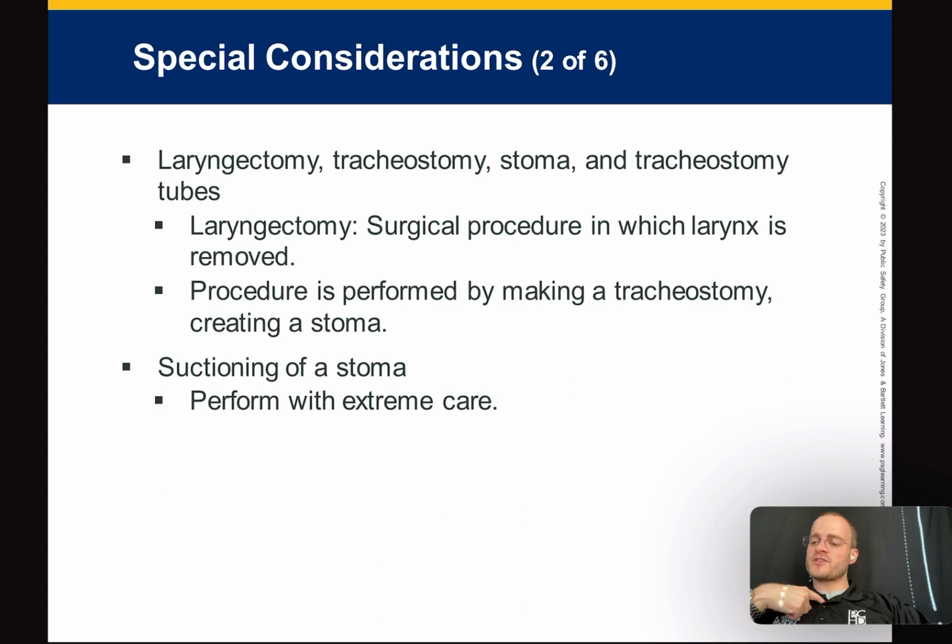A stoma is further down, it's like down here. A stoma is just an opening, a hole, and the tracheostomy tube is the tube that can go into a tracheostomy. Confusing. They're not going to ask you the specifics of the differences of those. Just know stoma, tracheostomy, pretty much the same thing. It's a hole down here in the lower neck, lower throat.